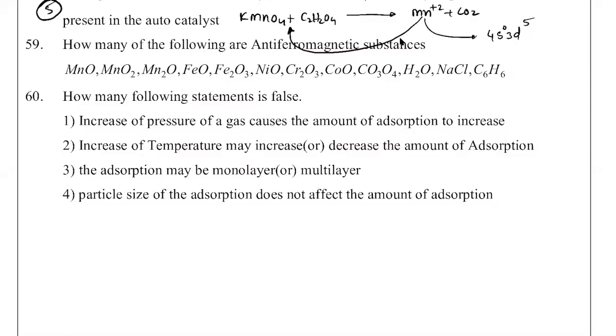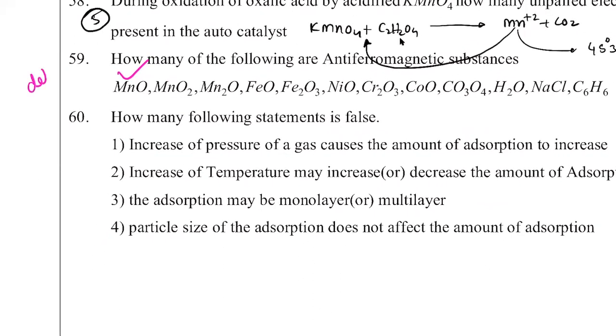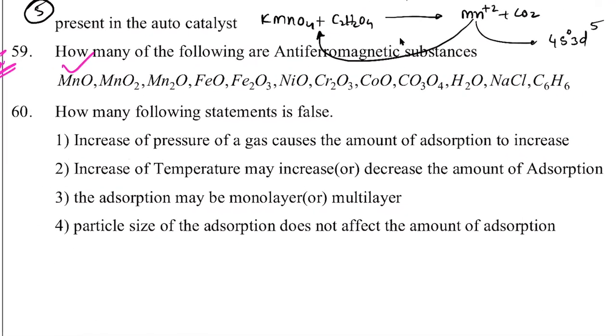Let us see this question now. How many of the following are antiferromagnetic substances? Okay, as per NCERT, we know that MnO is given. Well, others are also, there are a lot of antiferromagnetic molecules here, but I don't think that is there in our syllabus to understand. So I'm opting for delete. But nevertheless, it is no harm to learn it. So MnO2 will also show the same characteristic.